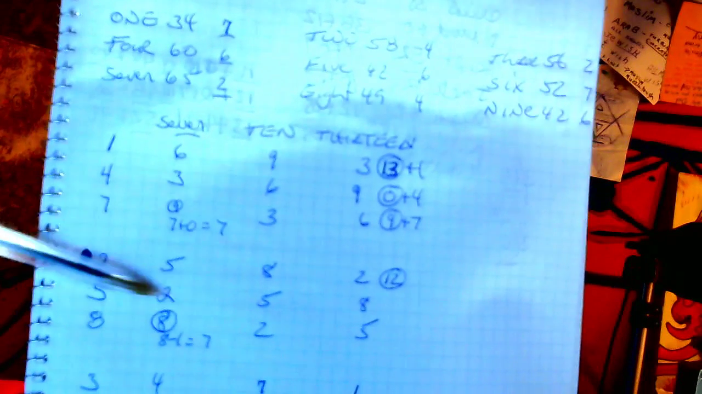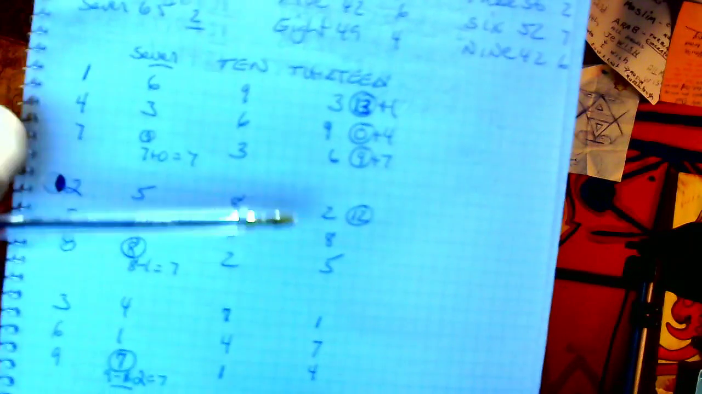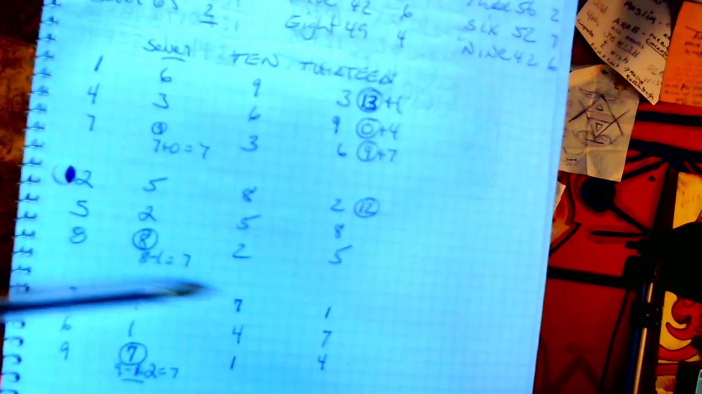Okay, now we're going to go 5 and 8, 13, 2 and 5, 7, 8 and 2, 10, 8 and 2, 10, 5 and 8, 13, 2 and 5, 10. We see 2, 5, 8, 2, 5, 8 make 2, 5, 8. We see 1, 4, 7 is made with 3, 6, and 9. We see 3, 6, and 9 is made with 1, 4, 7.